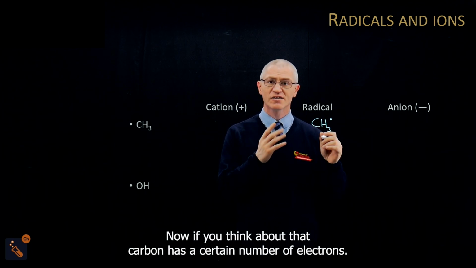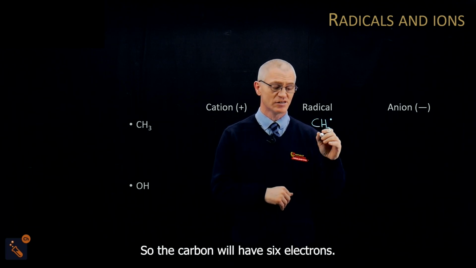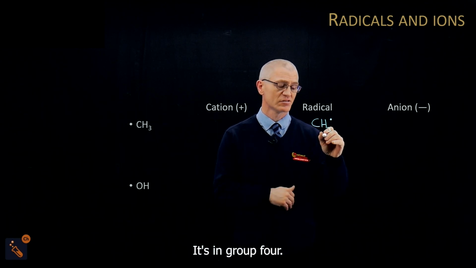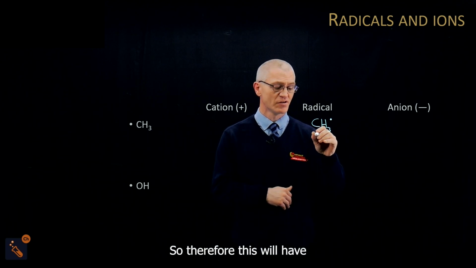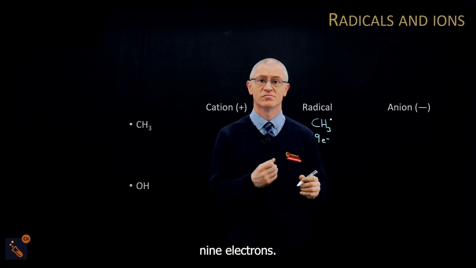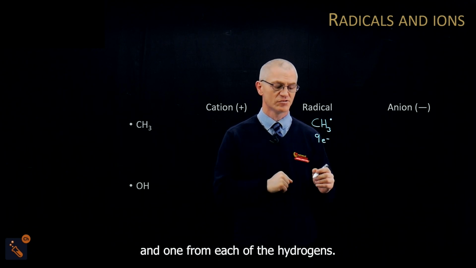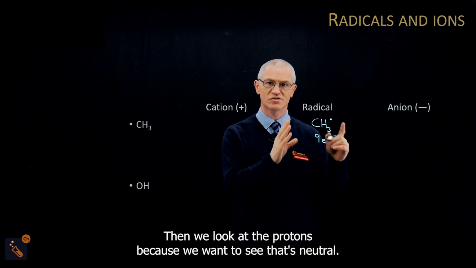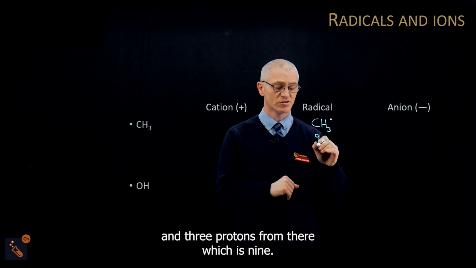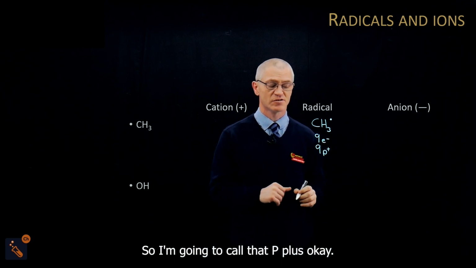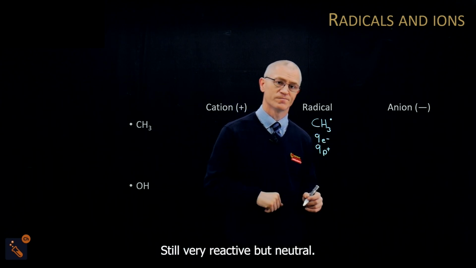Now if you think about that, carbon has a certain number of electrons. So the carbon will have 6 electrons. It's in group 4. And then each hydrogen will have 1 electron. So therefore this will have 9 electrons, because you've taken the 6 from the carbon and 1 from each of the hydrogens. Then we look at the protons, because we want to see that it's neutral. So again, 6 protons and 3 protons from there, which is 9. So I'm going to call that P+. Okay, so therefore it's neutral. It makes sense. It is neutral. Still very reactive, but neutral.